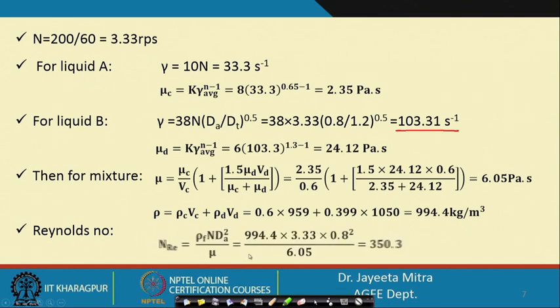Then our aim is to find the Reynolds number. Okay. So, putting this rho and mu, and we know 3.33 revolution per second into d_a square. So, we are getting the Reynolds number. It is coming only 350.3.